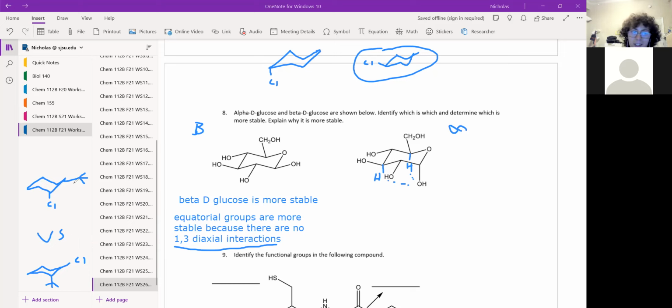Which one would you say is more bulky? The tert butyl group is more bulky, so you would want it to be on the equatorial position. So if you have to pick between the lesser of two evils, whichever one is more bulky, you want that equatorial. So yeah, good question for review. More bulky.